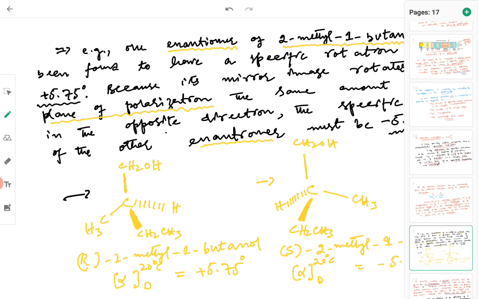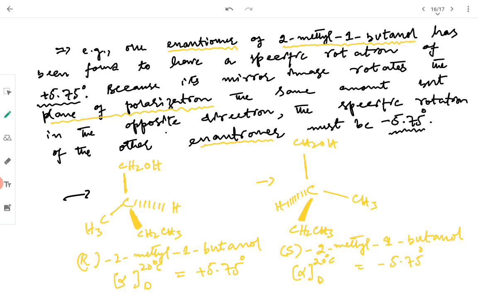For example, one enantiomer of this 2-methyl-1-butanol, this compound, has been found to have a specific rotation of plus 5.75, meaning it is the dextro isomer. It means its mirror image rotates the plane of polarization to the same amount but in the opposite direction.